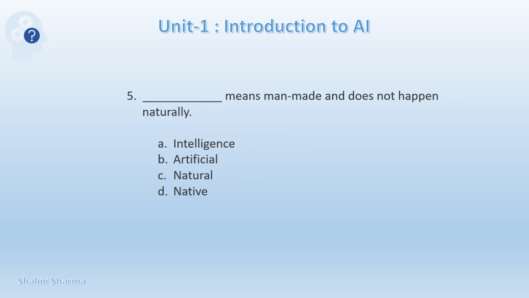Fill in the blank question. Dash means man-made and does not happen naturally. A very simple question. And the options are A. Intelligence, B. Artificial, C. Natural, D. Native. And the correct answer is artificial. Artificial means man-made and which does not happen naturally.